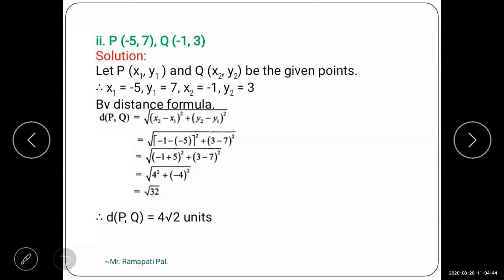Okay, at the end what we'll write? The distance between the point P and Q is 4 root 2 unit. Okay? You have to write the answer, what you have found out. Okay? Next.